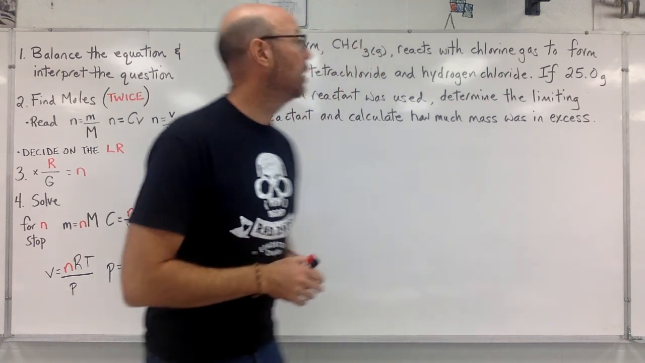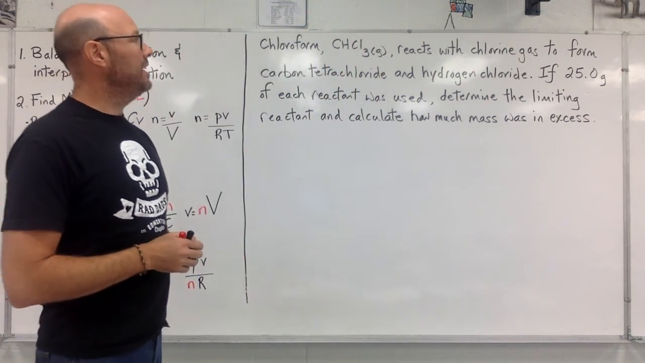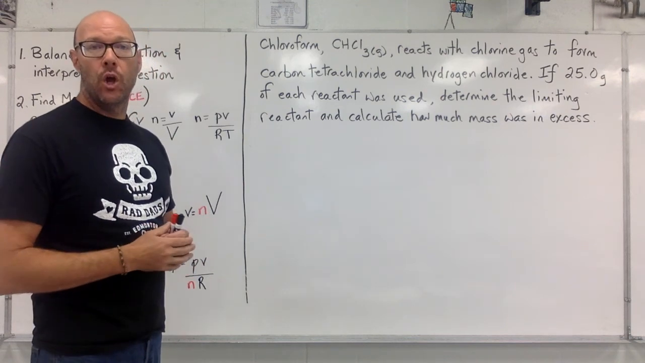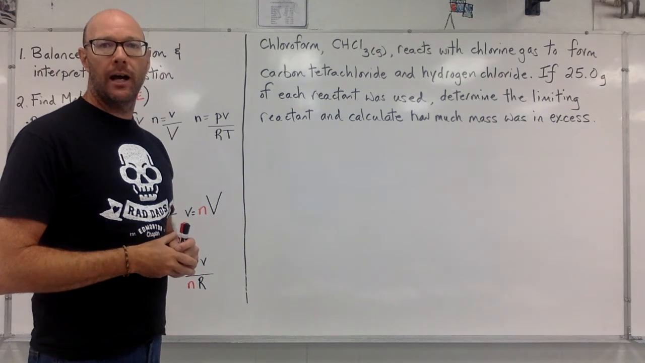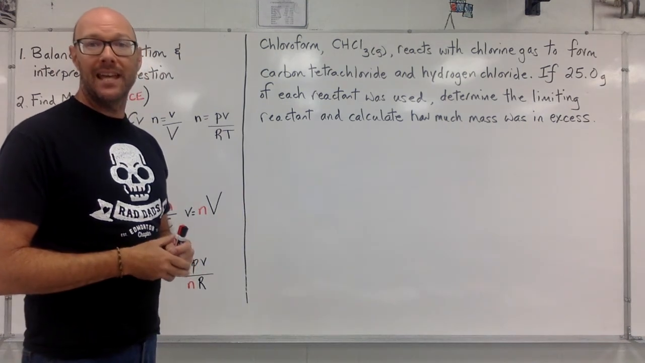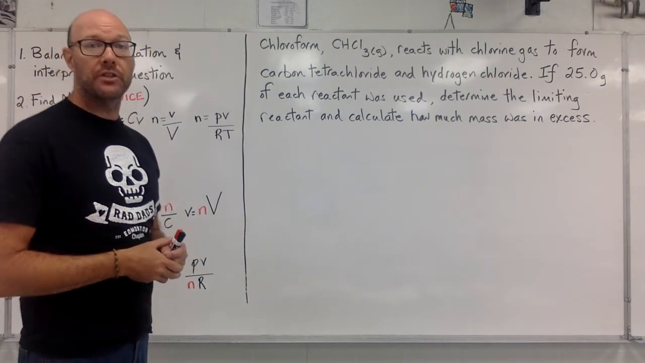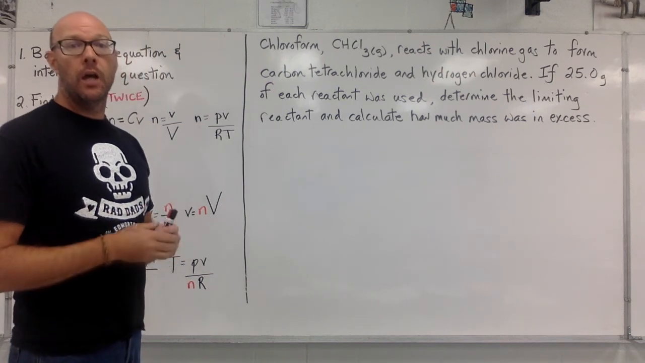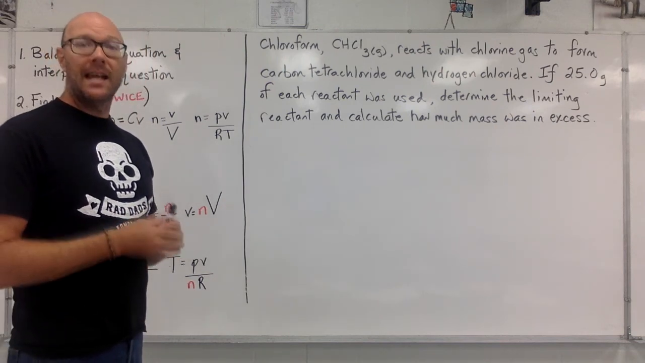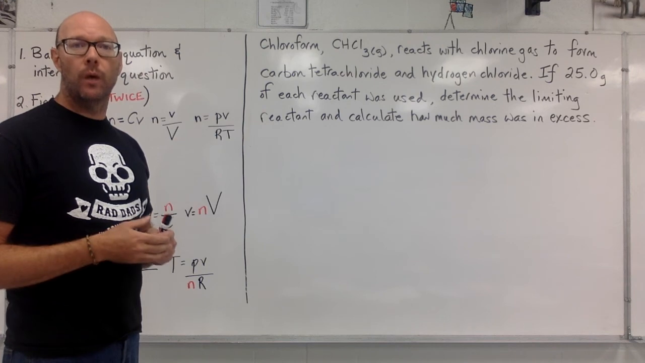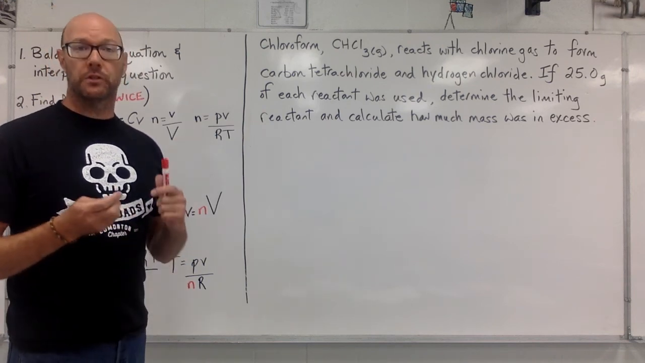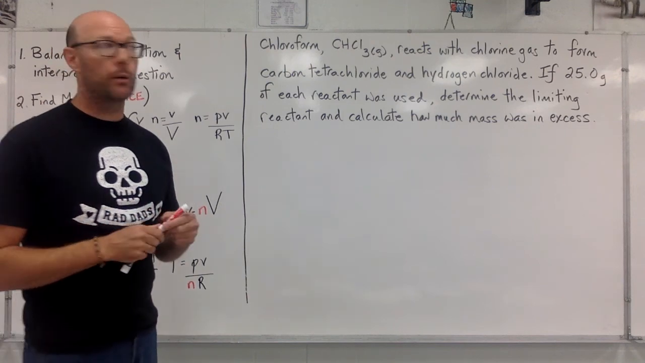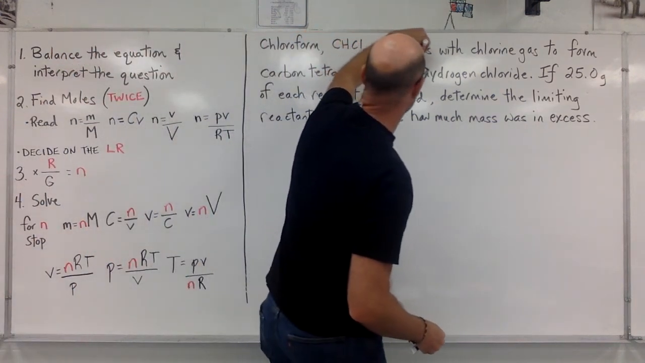Here's the question. Chloroform, CHCl3 gas, reacts with chlorine gas to form carbon tetrachloride and hydrogen chloride. If 25.0 grams of each reactant was used, determine the limiting reactant and calculate how much mass was in excess. We're doing our best to look for some keywords to help wrap our heads around what the reaction is.